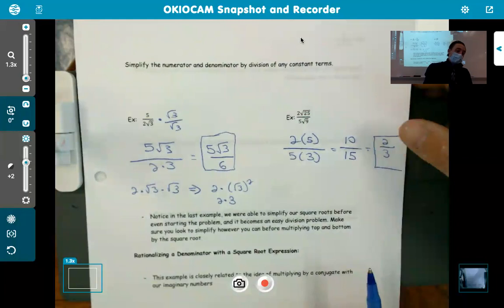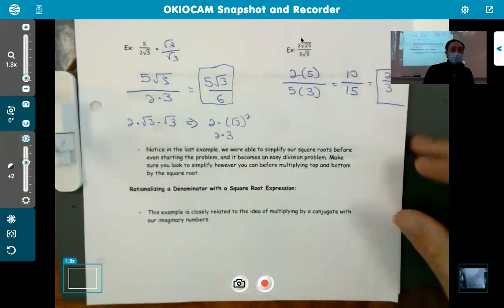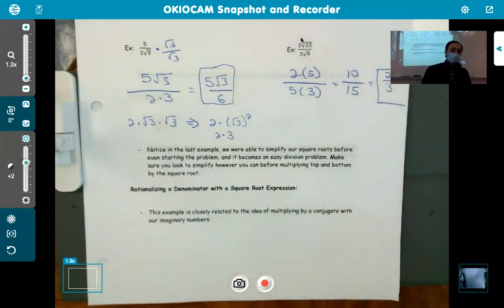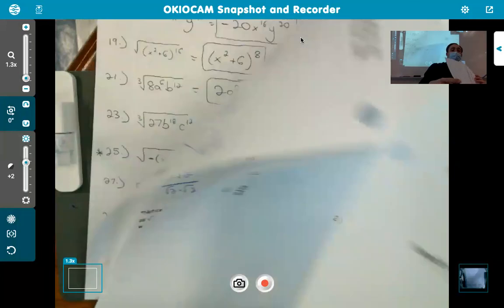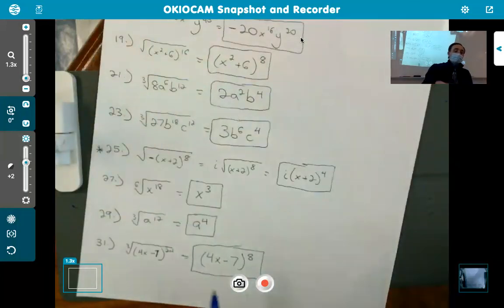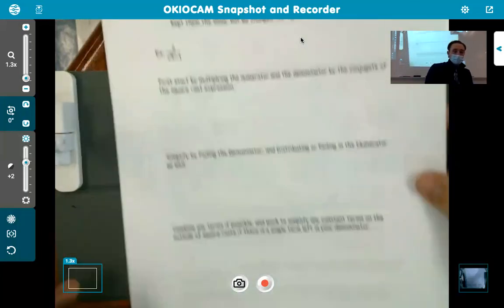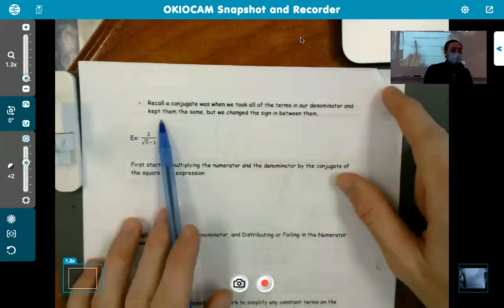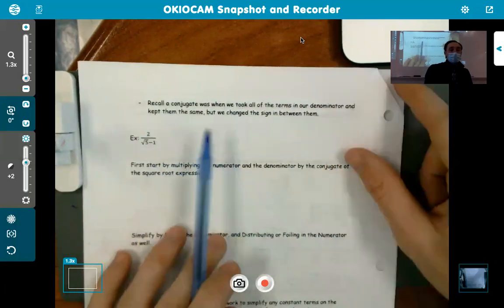Okay. The last problem type that we're going to see is when we're rationalizing a denominator, but we have a square root expression in our denominator. All right. And this is the example, as I was explaining earlier, that's very close to what we saw with imaginary numbers. So we were multiplying top and bottom by the conjugate, right? And if you remember the conjugate, okay, up to the top here, we kept the terms the same in our denominator, but we changed the sign that was between them.